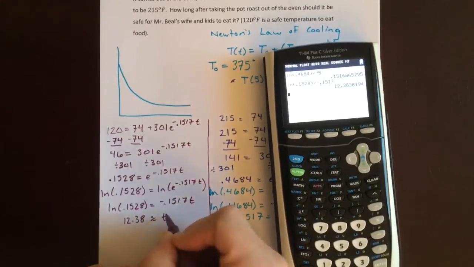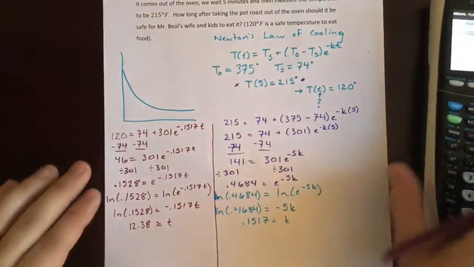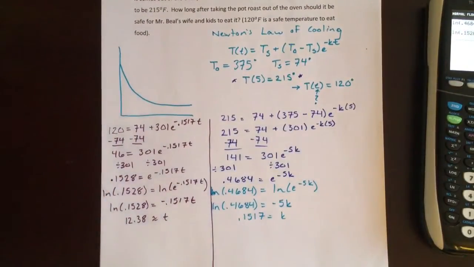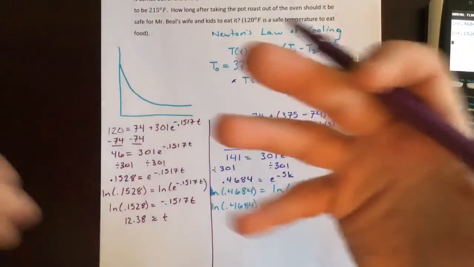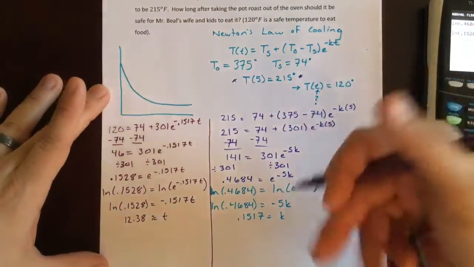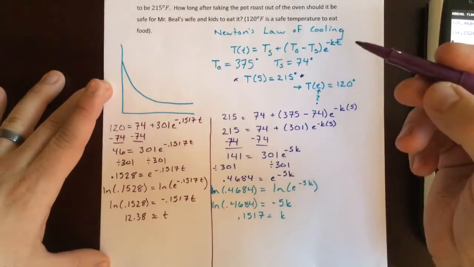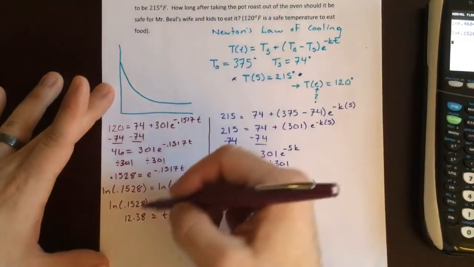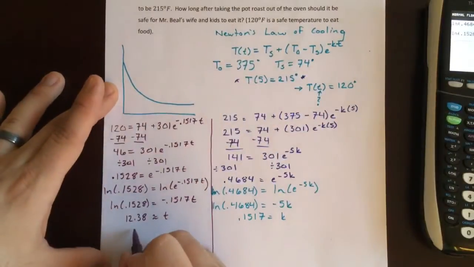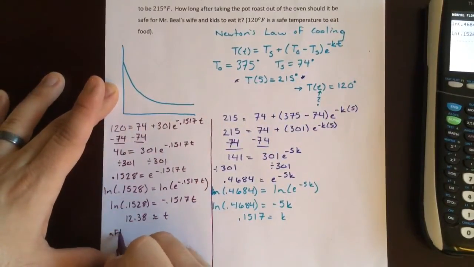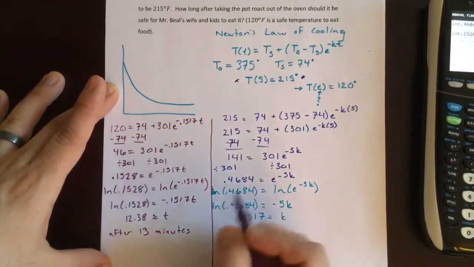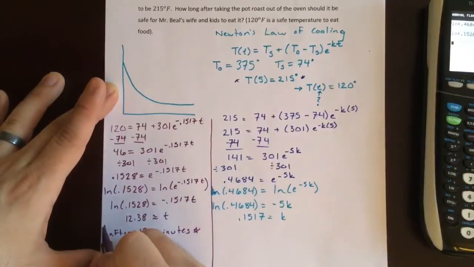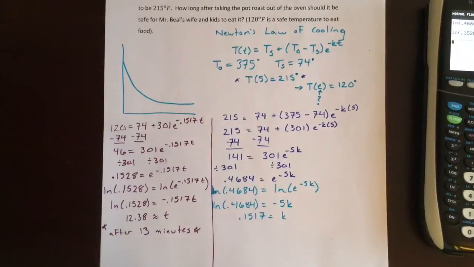Okay, so understanding what this means: the whole situation was, when will it be safe for my family to eat this pot roast? Well, according to our formula for Newton's law of cooling, in our work here, we see that it's been roughly, we can round up, after 13 minutes. And that would be how we would close the problem.